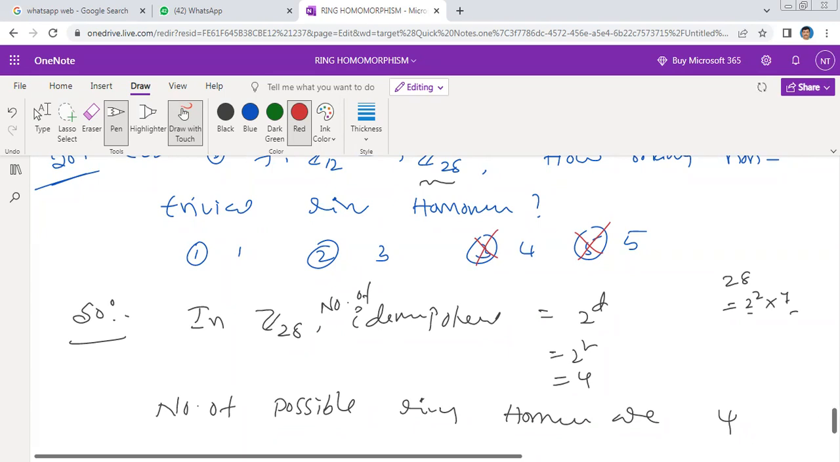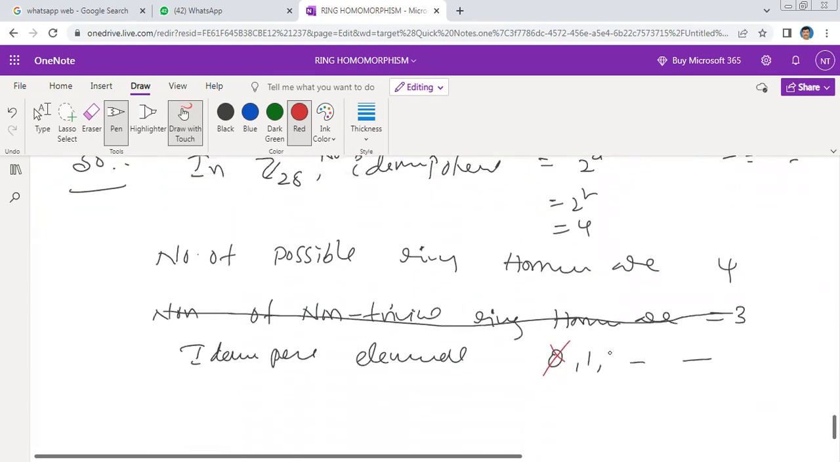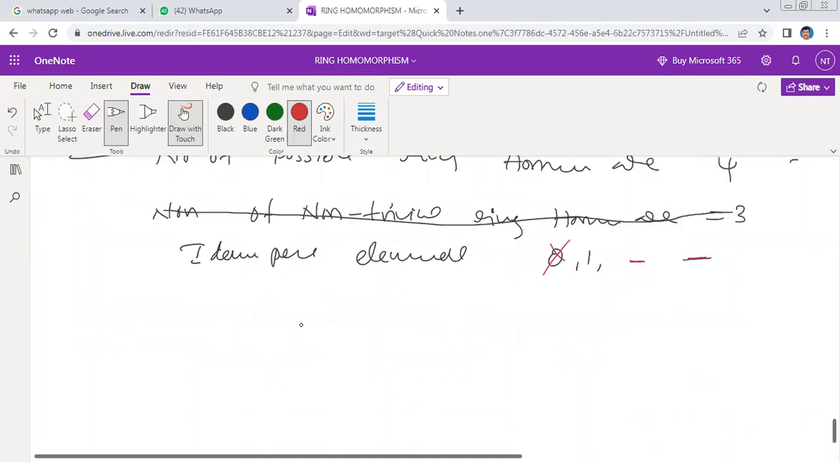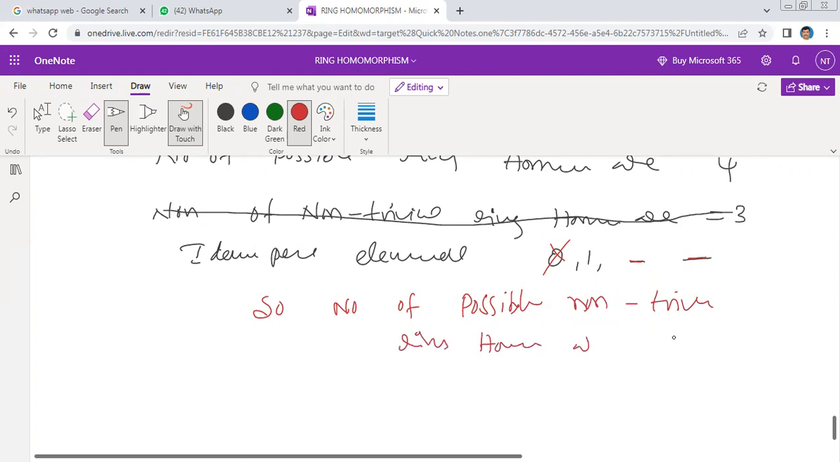So because of idempotent elements are 0, 1, ఇక్కడ ఒక ఎలిమెంట్ ఉంటుంది, మనకి తెలియదు. ఇవి ఈ రిమైనింగ్ ఎలిమెంట్స్ నాకు తెలియదు. సో నెంబర్ ఆఫ్ పాసిబుల్ non-trivial ring homomorphisms are 3. Number of possible ring homomorphisms 3. So third and fourth options are discounted.